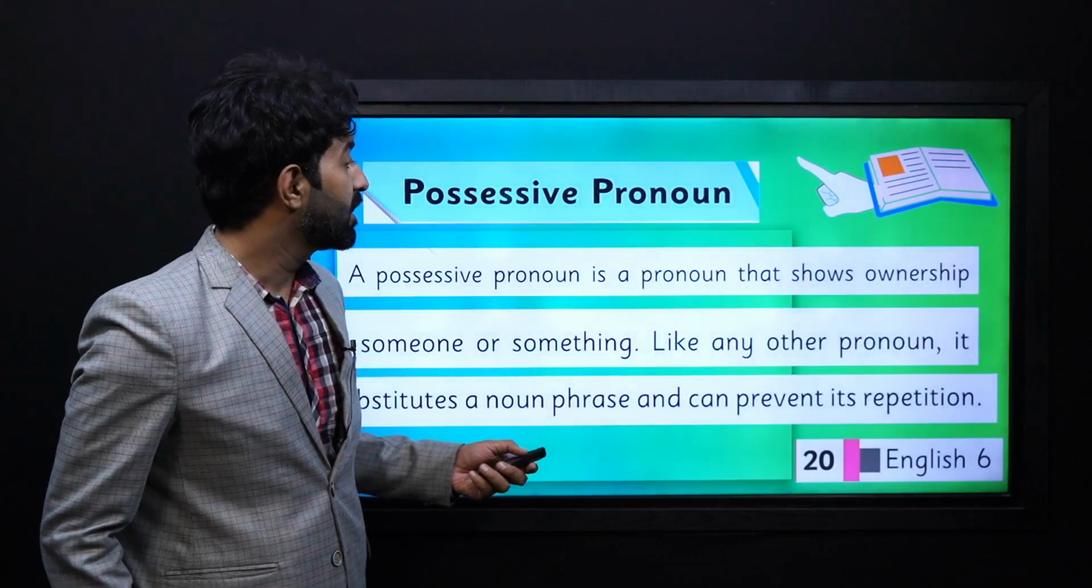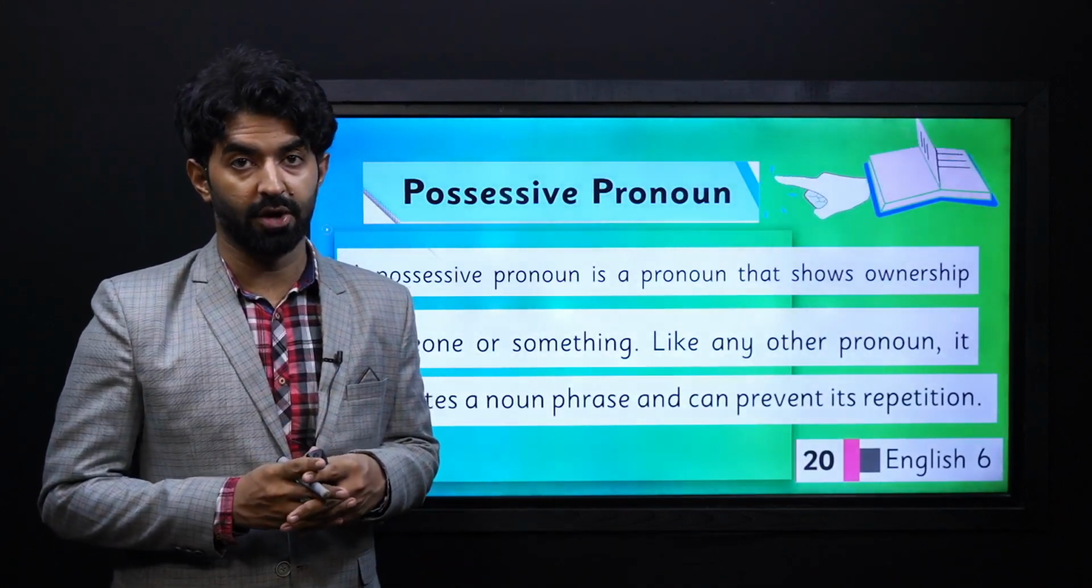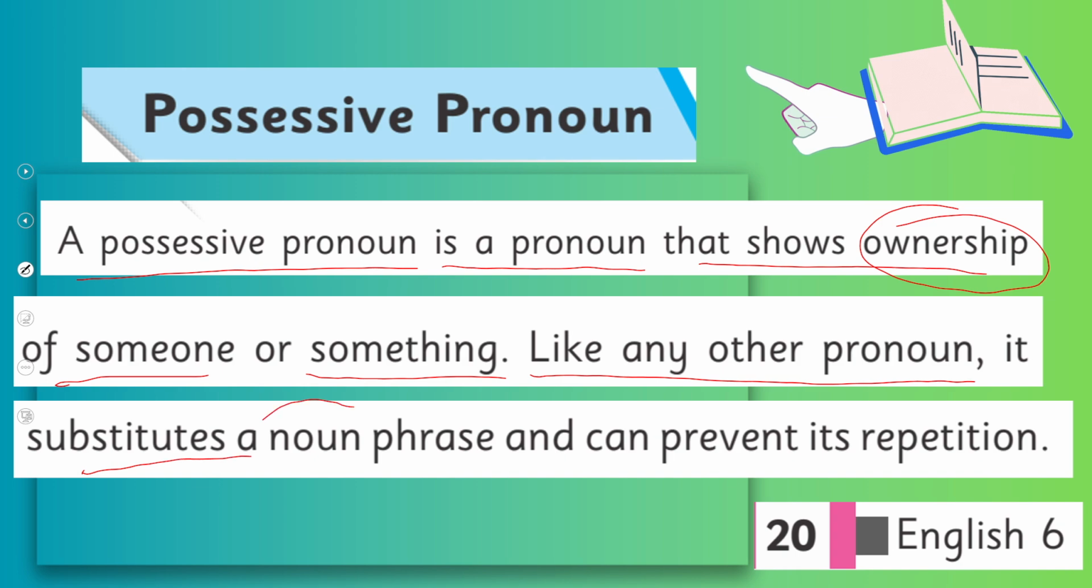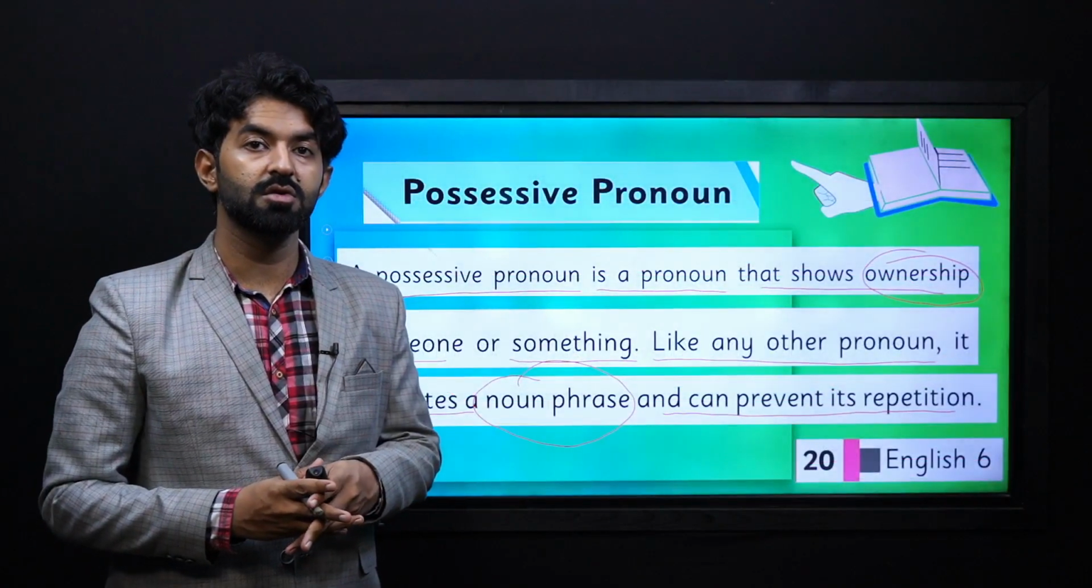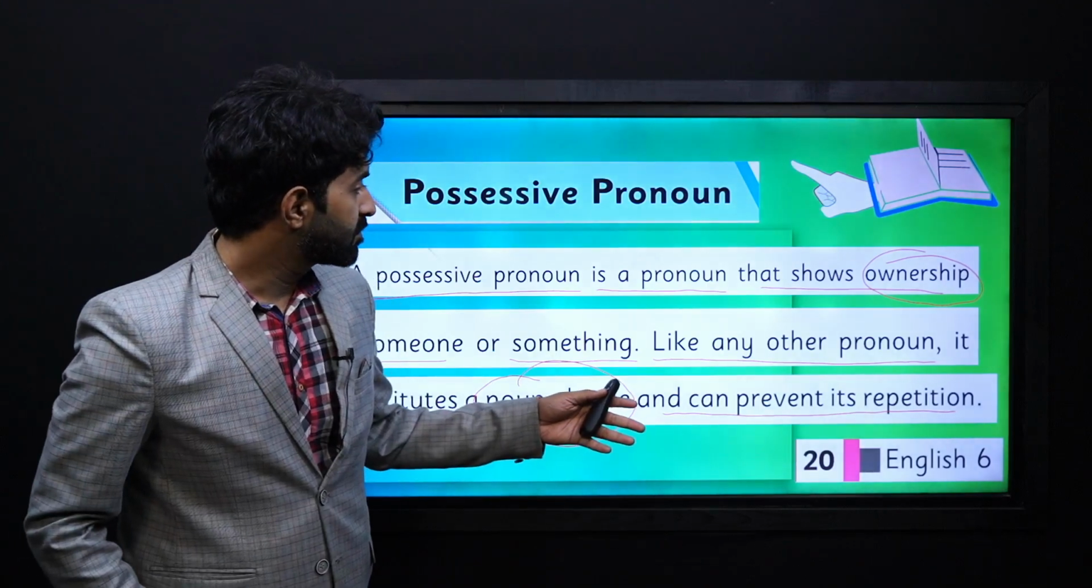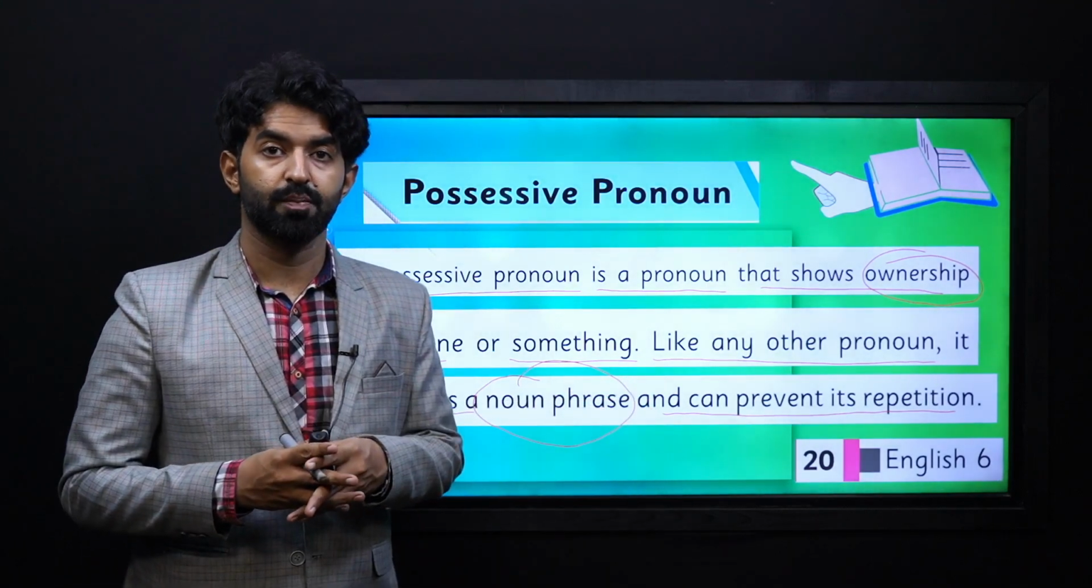Now let's talk about possessive pronouns. A possessive pronoun is a pronoun that shows ownership of someone or something. Like any other pronoun, it substitutes a noun phrase and can prevent its repetition. So possessive pronouns are used to replace the noun phrases. So it shows ownership, possession.